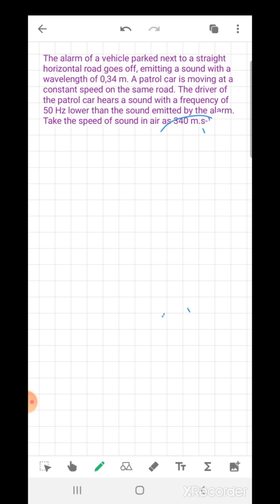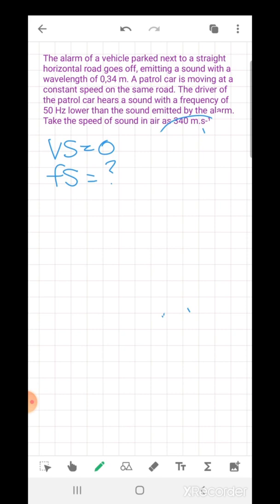The next thing is the fact that it's parked. If it's parked, it means that it's stationary. It's not moving, which means that its velocity will be 0. So let's just write that down. We've established that this vehicle is the sound source. So our velocity of the sound source is going to be 0 because it's parked, and our frequency of the sound source we do not know, but they did say that the wavelength is 0.34 meters.